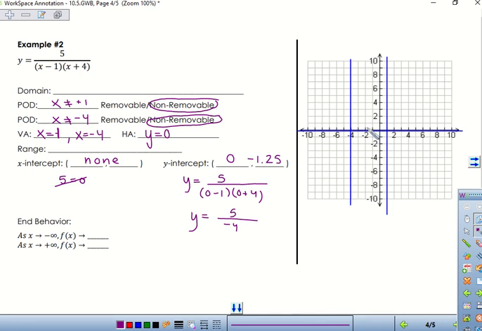So from here, we're going to go ahead and plot the y-intercept at -1.25. Now we're going to have to find some test points. If you were to plug in these values, I'll just tell you, you're going to get a value about here and here. This is actually going to create this upside down U shape here. And this is one of the characteristics of these graphs.